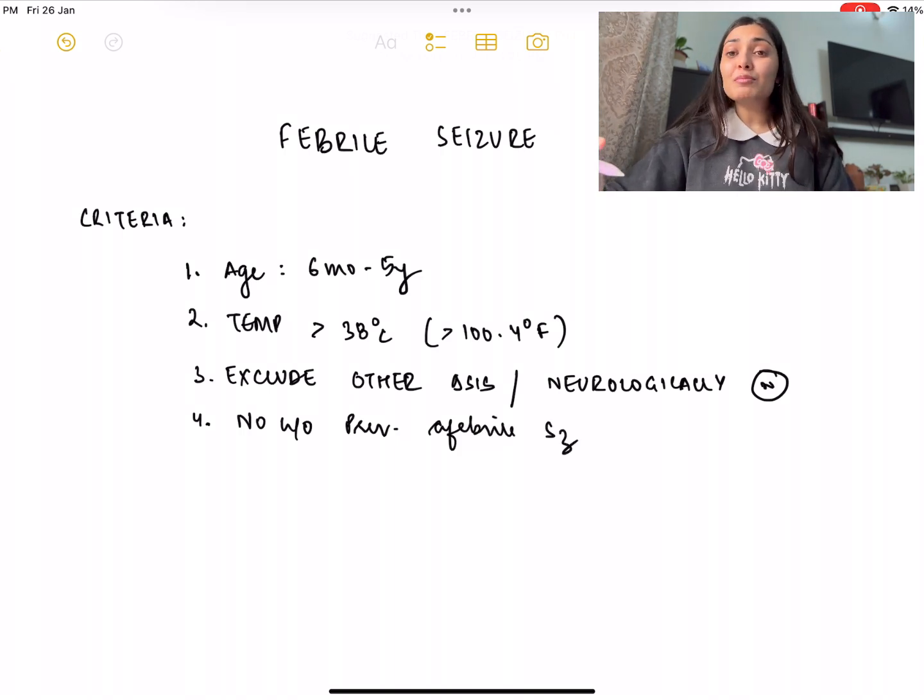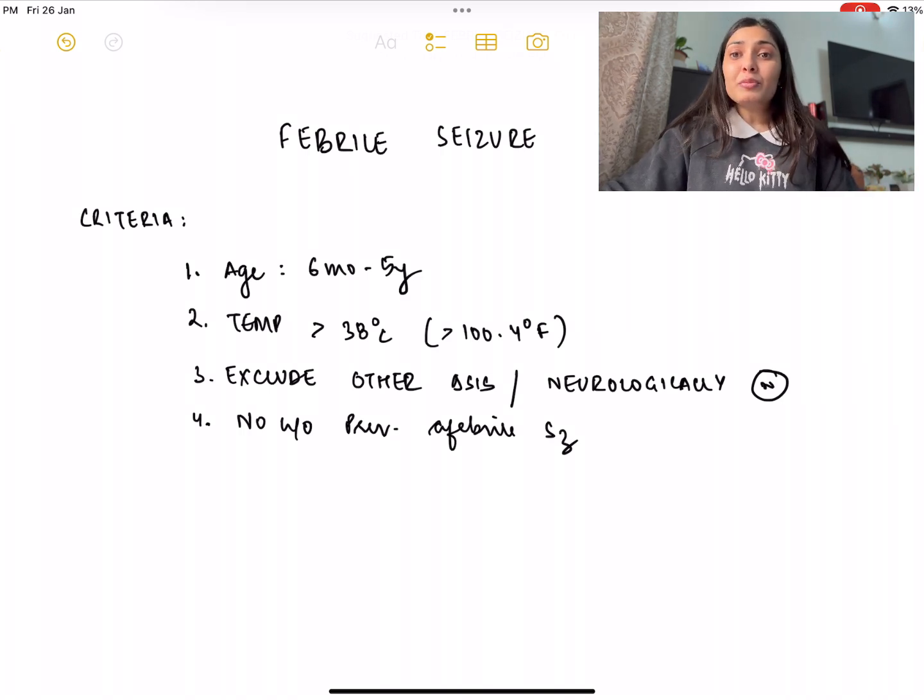So this constitutes the criteria for febrile seizure. The age should be between 6 months to 5 years. Temperature more than 38 degrees Celsius or more than 100.4 degrees Fahrenheit. The child should be neurologically normal, and there should not be any history of previous afebrile seizure.